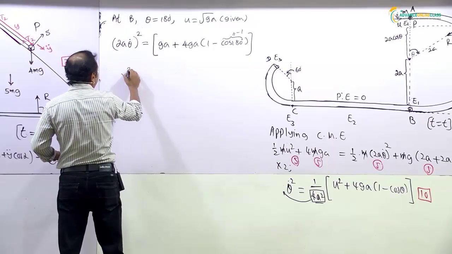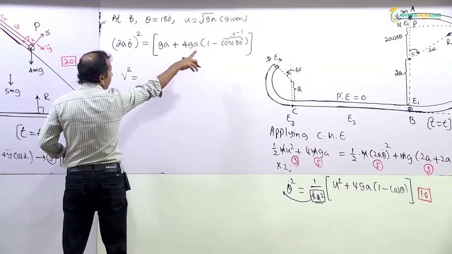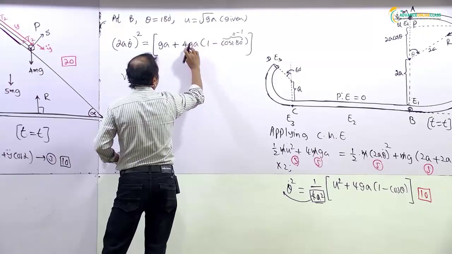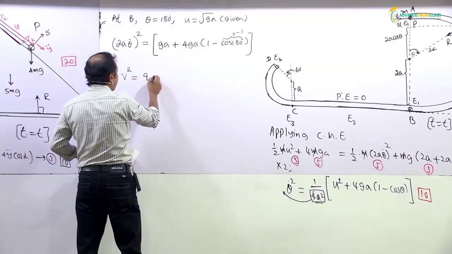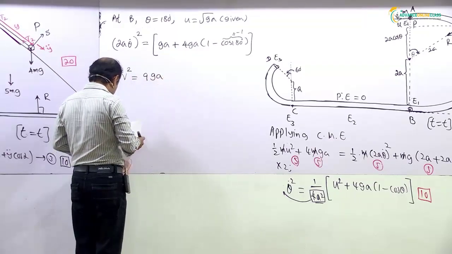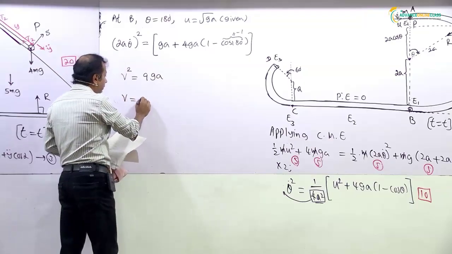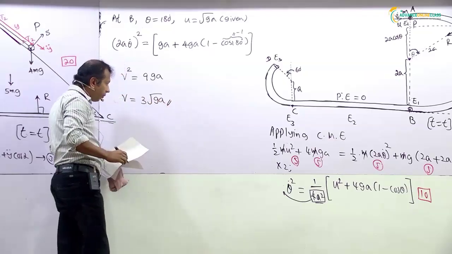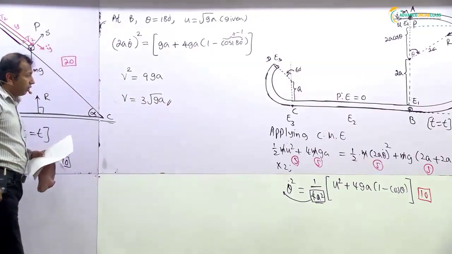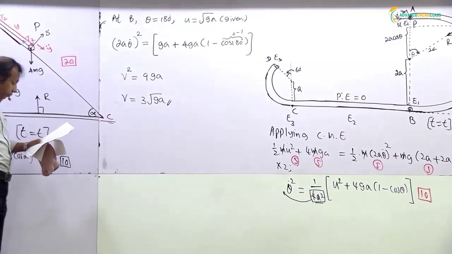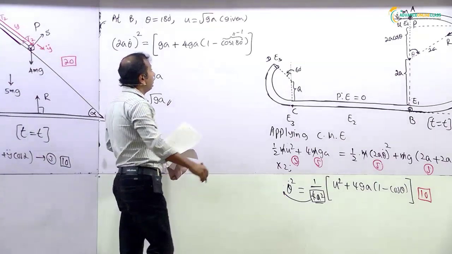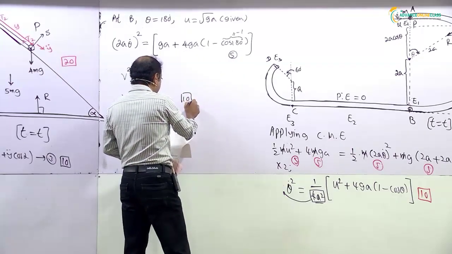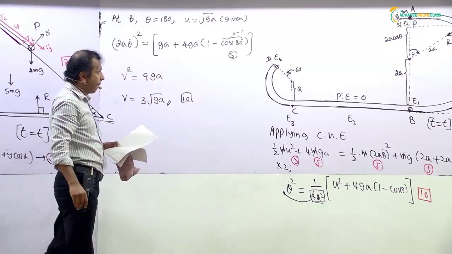If I take it as v square, then here we get what? 1 minus 1 is here 2, 8, 9. 9ga root. Then this is nothing but v equals 3 root ga. And this is the velocity when the particle reaches the point B. Okay. Here, for this step, 5 marks come in, and for this answer, 10 marks come in.